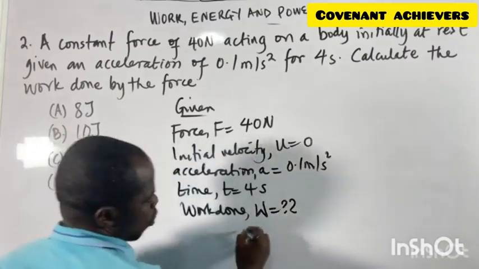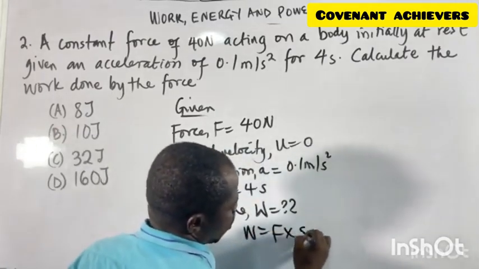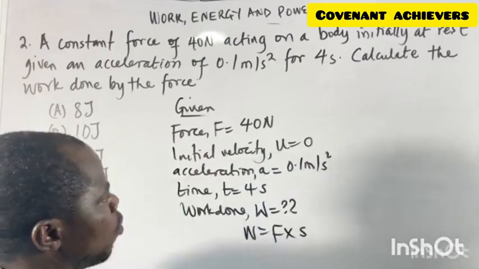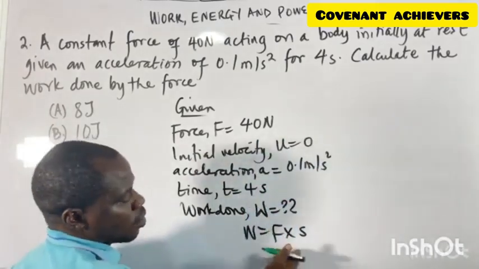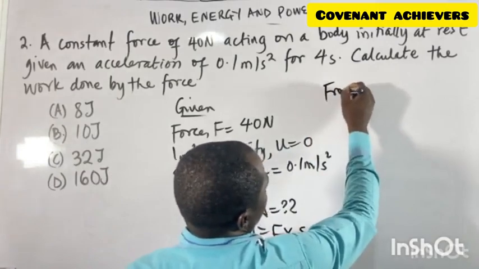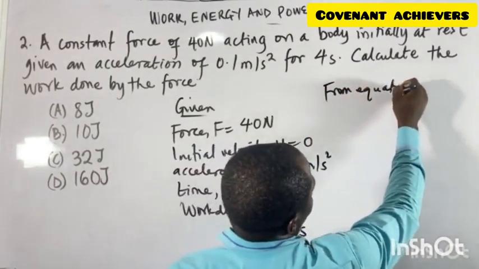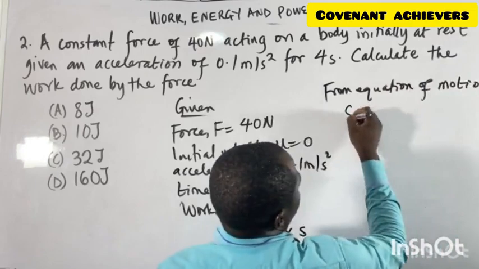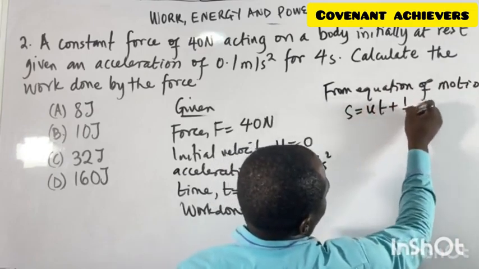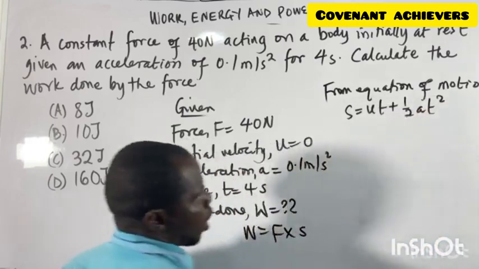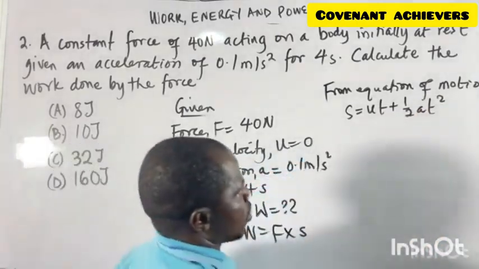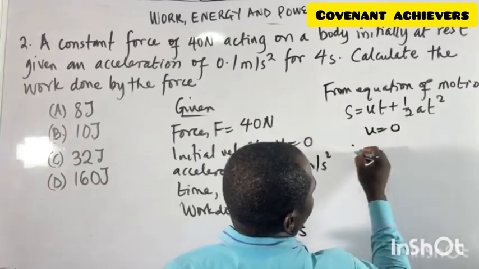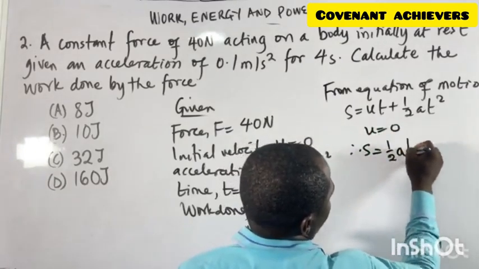And we know that the work done is equal to force times distance. But here we are not given the distance, but we are given the force and other parameters to calculate the distance. From the equation of motion, x is equal to ut plus half at squared. Here u is 0, t is known, so therefore x is equal to half at squared.